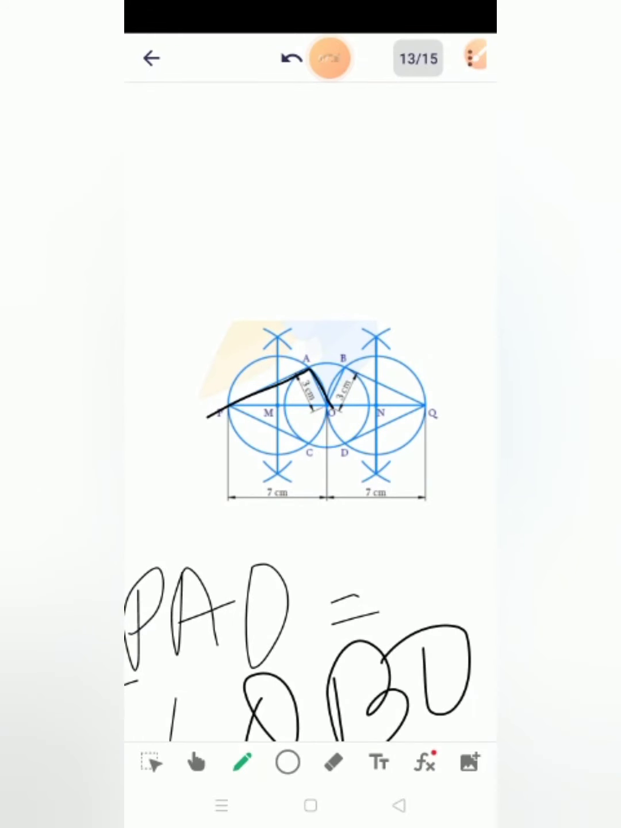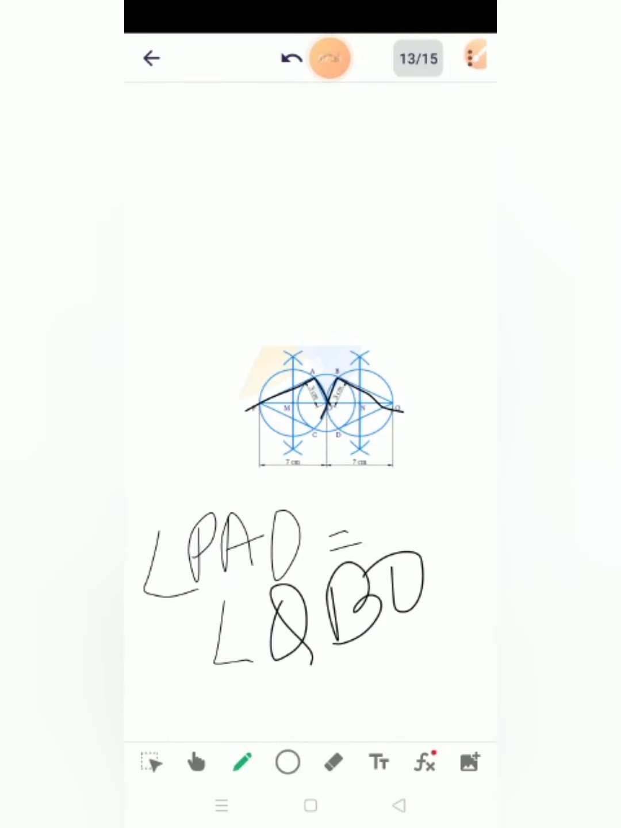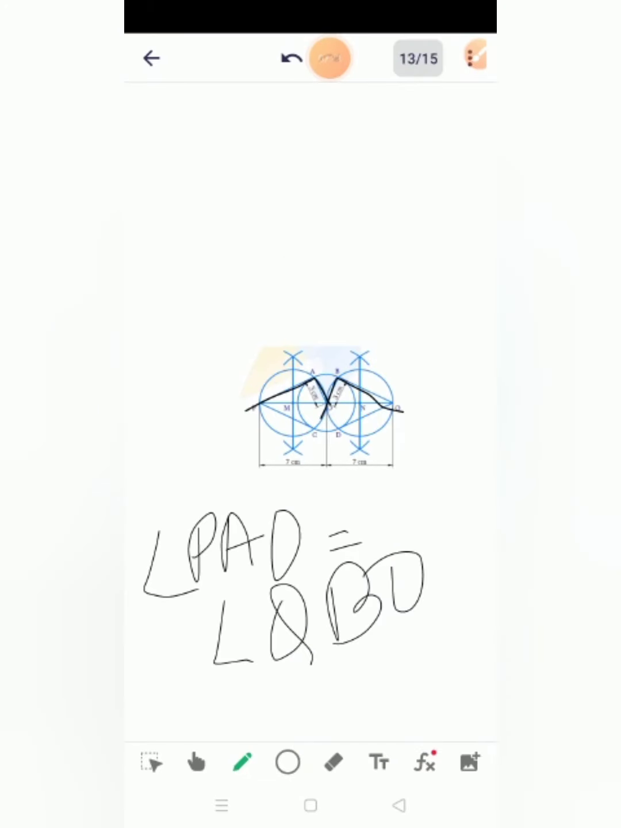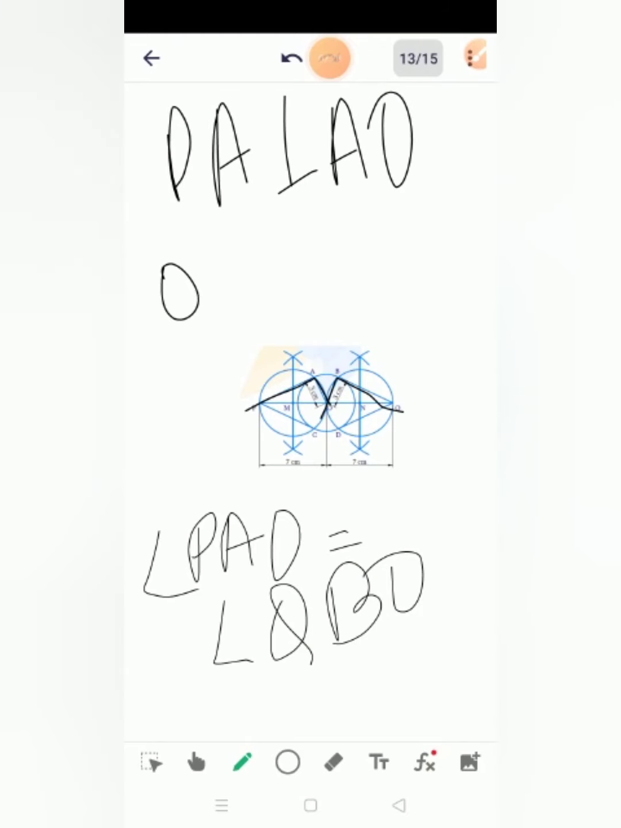Angle PAO and angle QBO are 90 degrees here. Do you agree with this? You need to agree, right? It's 90 degrees, so PA should be perpendicular to AO, and QB should be perpendicular to BO. Agree with this?